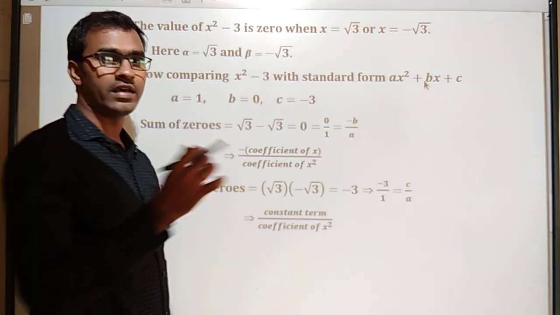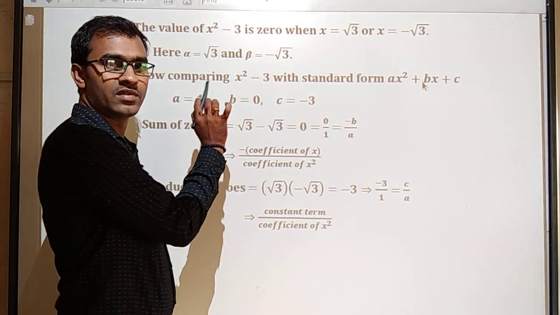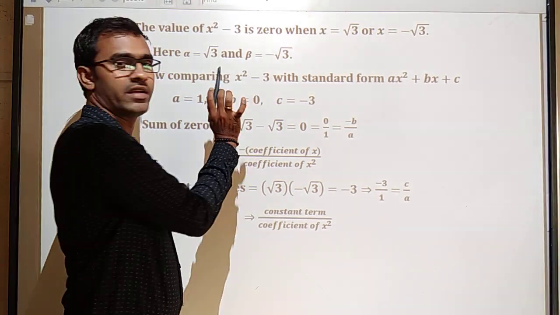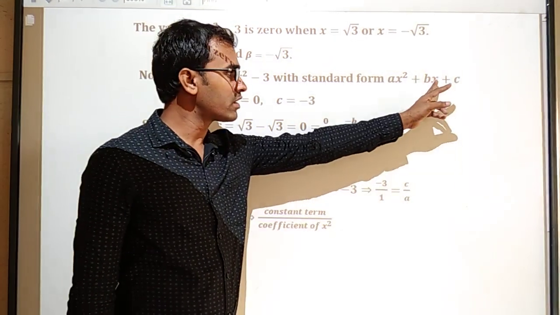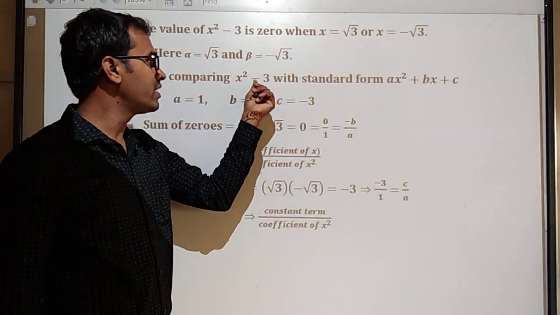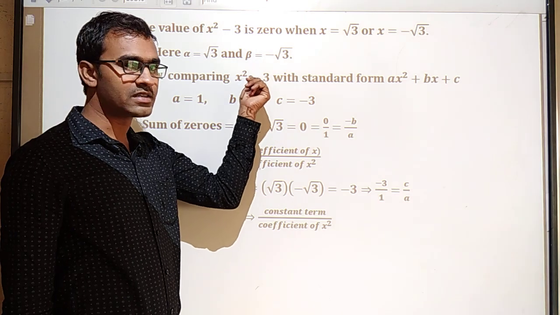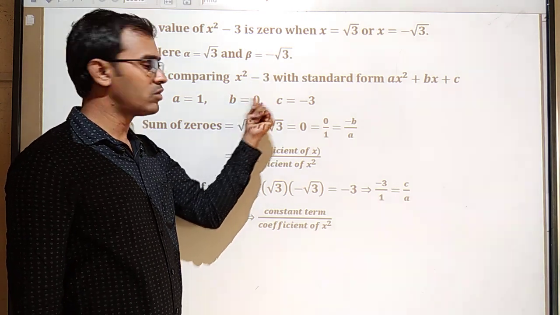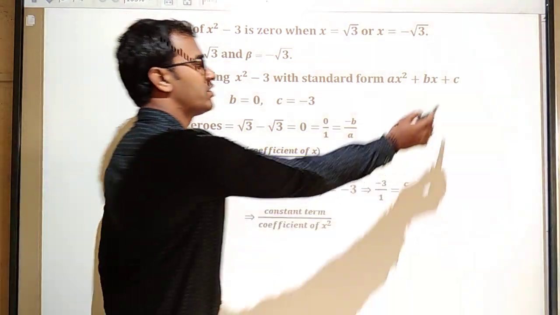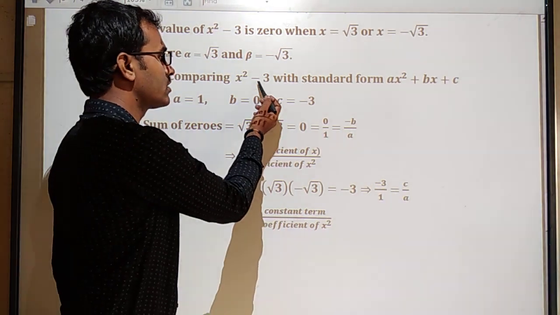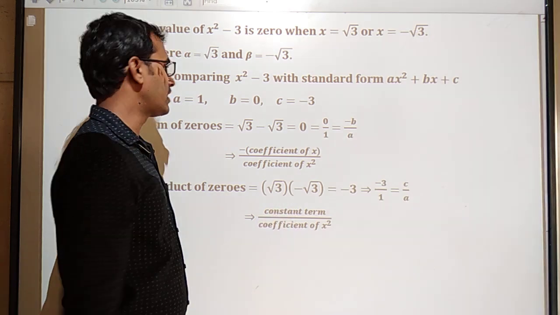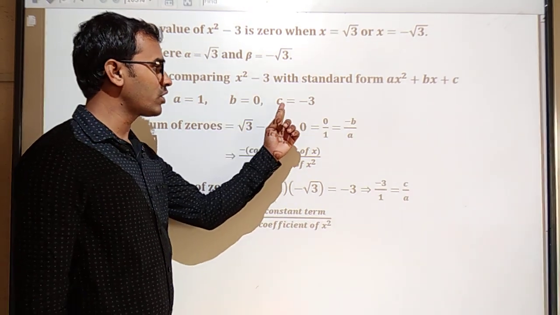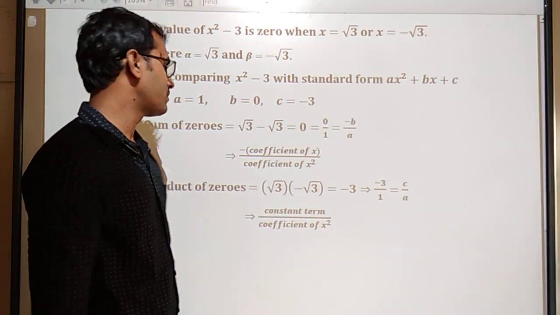Here, in the coefficient of x, there is no x term. So b equals 0. Here there is no x term, so b equals 0. And the constant term is c. Here the constant term is minus 3. So a equals 1, b equals 0, and c equals minus 3.